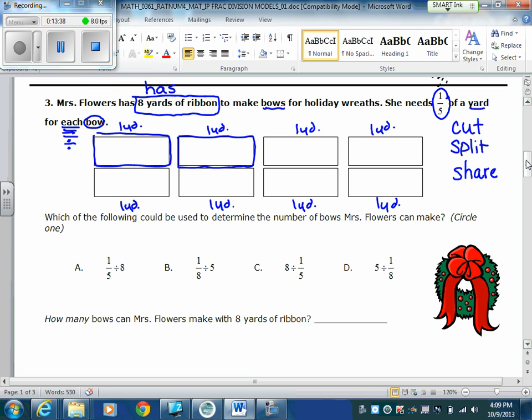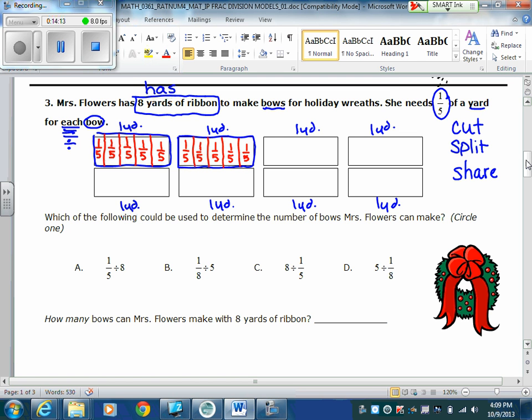So each of those are a yard. She needs to cut it up into 1/5 of a yard for each bow. So how do we cut, if this is a yard, how do we cut it up into fifths? Well, just how we always cut up pictures to show a part. Now I have 1/5, mine aren't so even, sorry. These are each 1/5. And I would do the same thing here, cut it up, and each one is a 1/5.